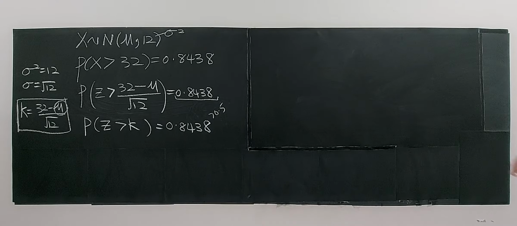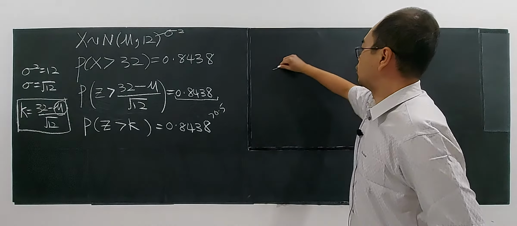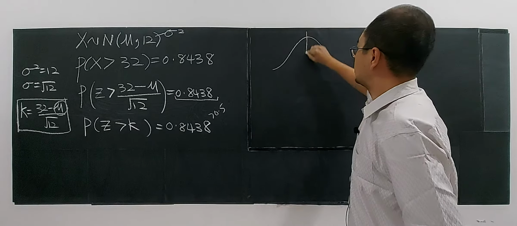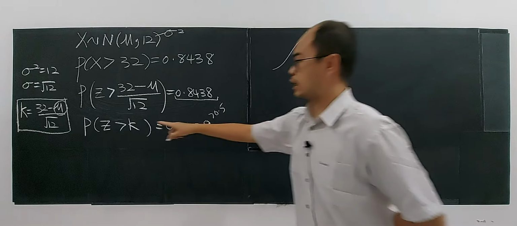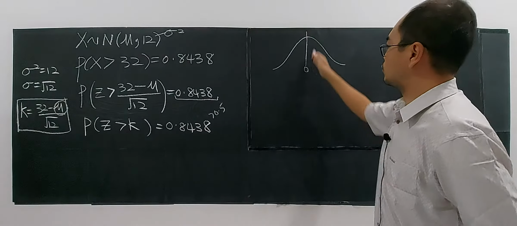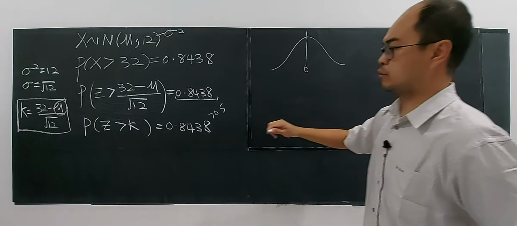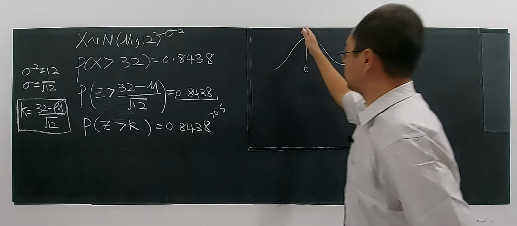Alright, so we know that the value of K will be on the left of 0 because this is a standard score Z, right? So the mean will be 0. Remember, we talked about score Z. So the mean will be 0.